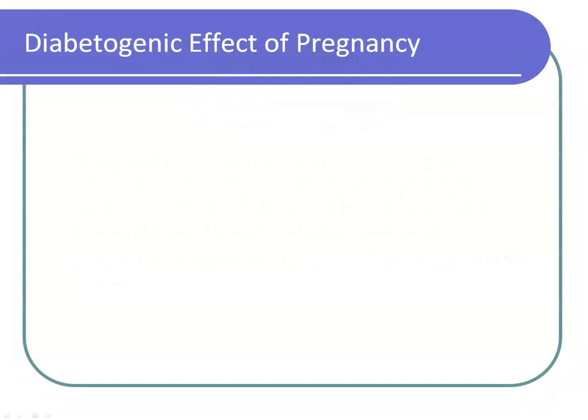So to look at the effects of diabetes in pregnancy, you first need to look at the normal characteristics of pregnancy as they're related to the endocrine system. Pregnancy itself has a diabetes-like effect that puts stress on the mother's physiology, and this is called the diabetogenic effect of pregnancy. So these are normal changes.